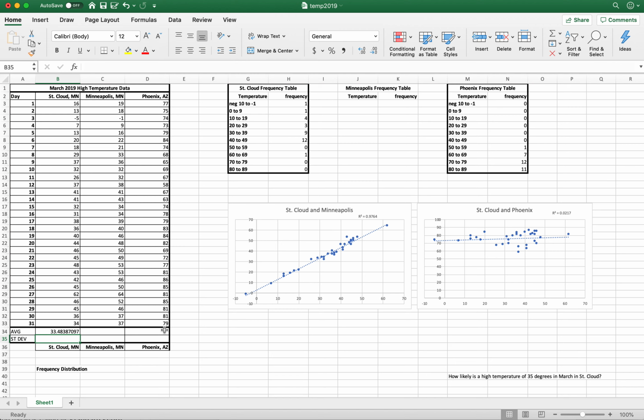Cloud was 33.48 degrees. Standard deviation, it's going to be equals ST DEV, and then we have to make a choice. You can say dot S for a sample or dot P for a population, and we're going to use the dot S, which is true anytime you're looking at a sampling of data. All right, again, select that data and you get a standard deviation of 14.2. I'll talk more about what that number means in a minute, but first I'm going to calculate the average and the standard deviation for Phoenix.